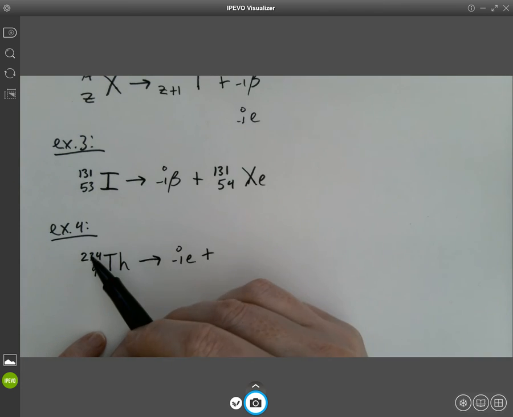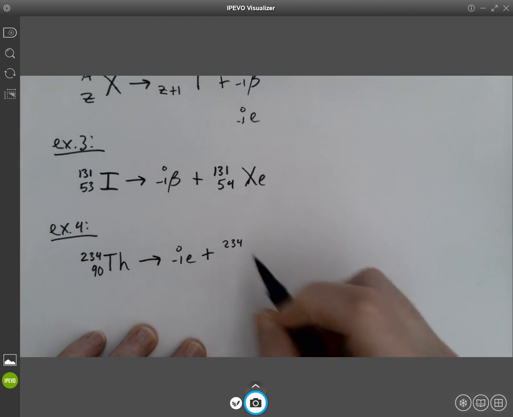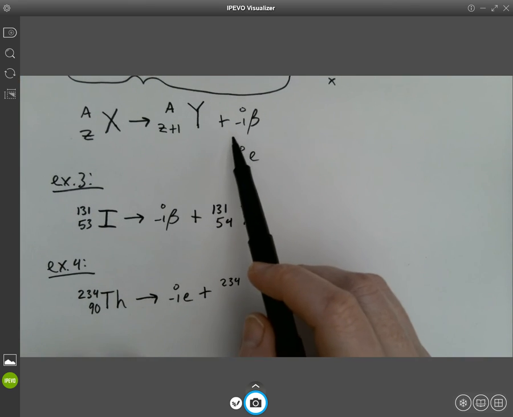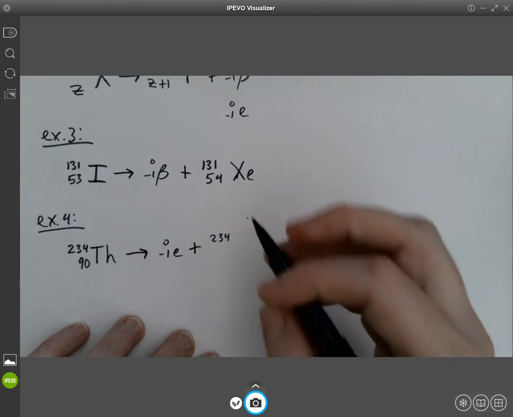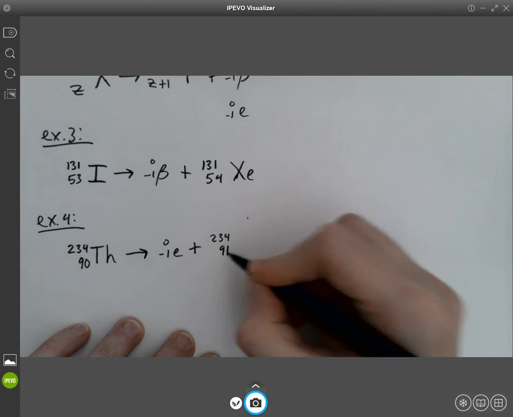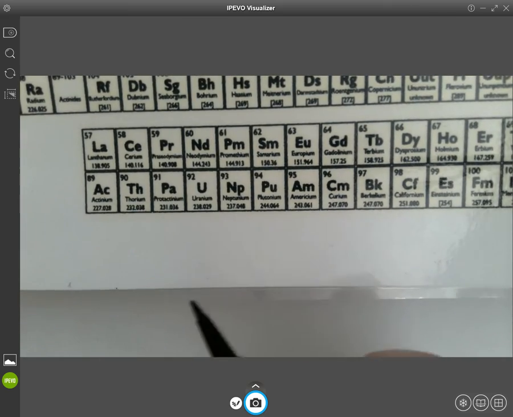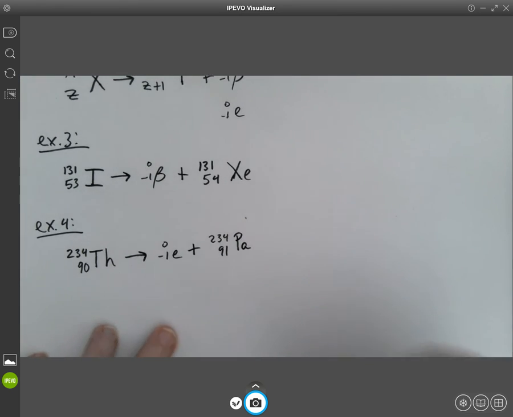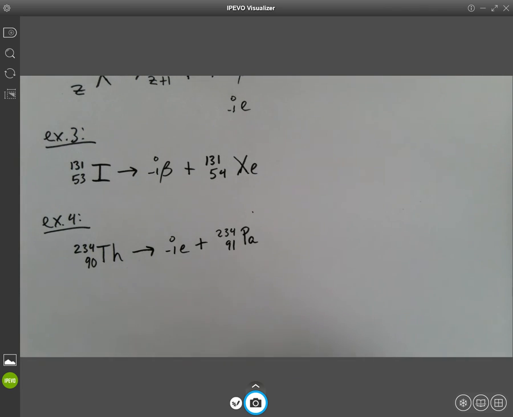Once again, our atomic mass is going to be the same, so I'm going to keep 234. Now for the atomic number, that will be different. I will be adding 1 here. So Z plus 1 is going to be my new atomic number. So 90 plus 1 is 91. Let's figure out what element we have. This was thorium. 91 is Pa, protactinium. Okay, so now you know how to do nuclear equations for alpha and beta decay, and this concludes this portion of the lesson.